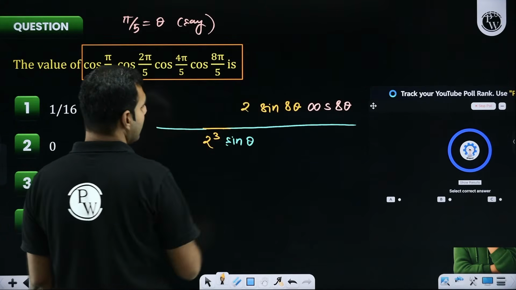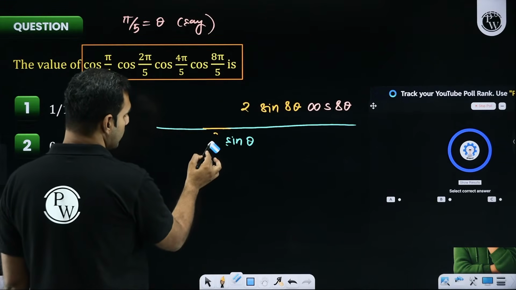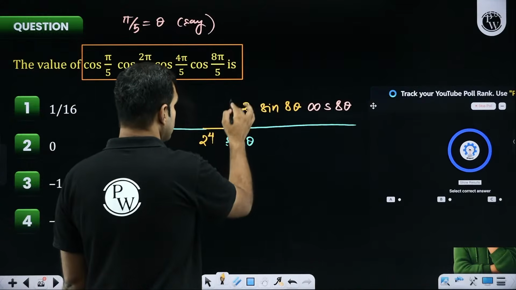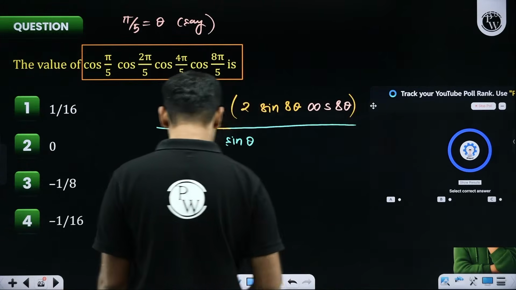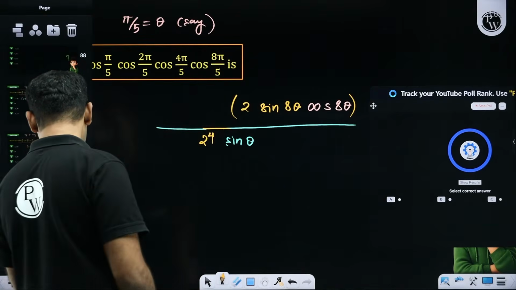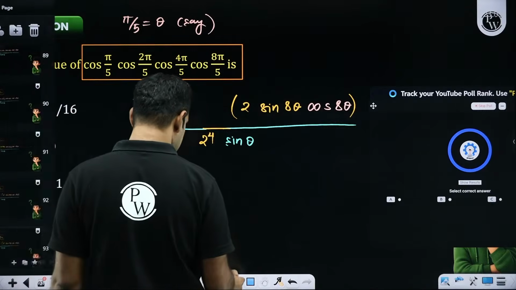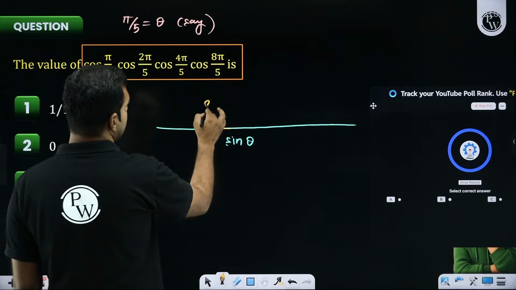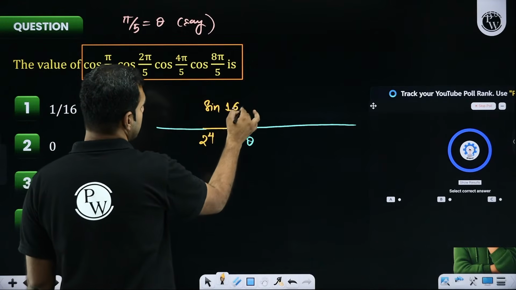Again I'm multiplying and dividing by 2. So this is already 2 cube, and it will become 2 to the power 4. So 2 sin theta cos theta is again what? Sir, it is sin 2 theta. So in that case, this will be sin 16 theta in the numerator.